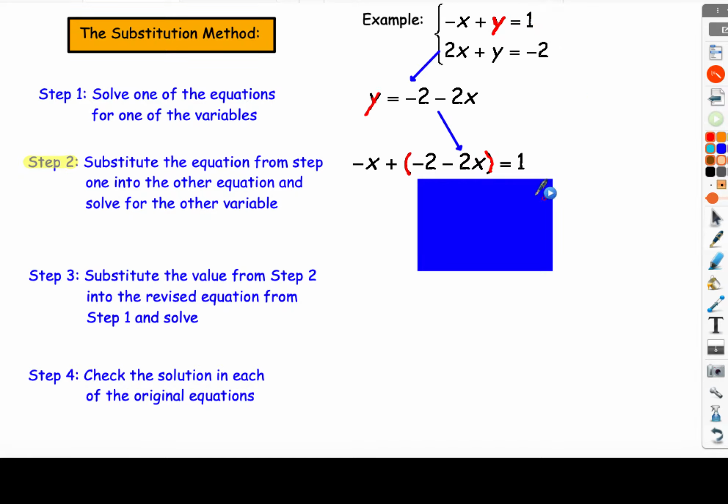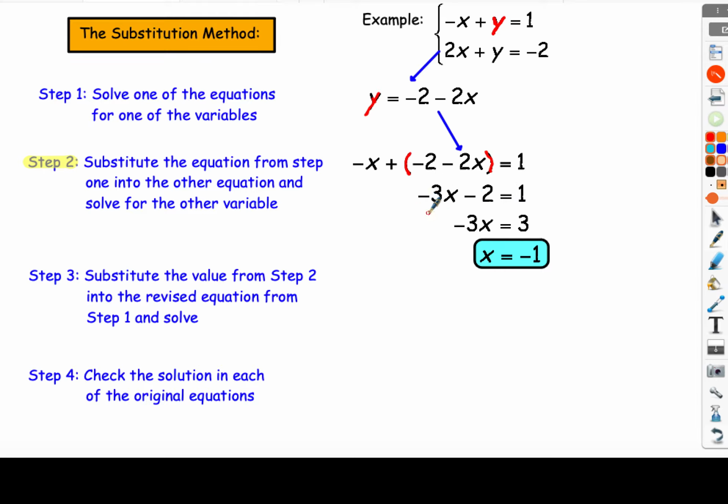After that, it's basically just an equation with some x's in it. So if there were a number in front of the parentheses, we would distribute. Since there's not, we can just get rid of those parentheses. I'm going to combine my like terms. Negative x minus 2x would be a negative 3x. I've got a negative 2 right here, so there's still a minus 2, and we're equal to 1. If we add 2 to the right side, and then divide by that negative 3 to get rid of it on the left side, we're going to end up with x equals negative 1.